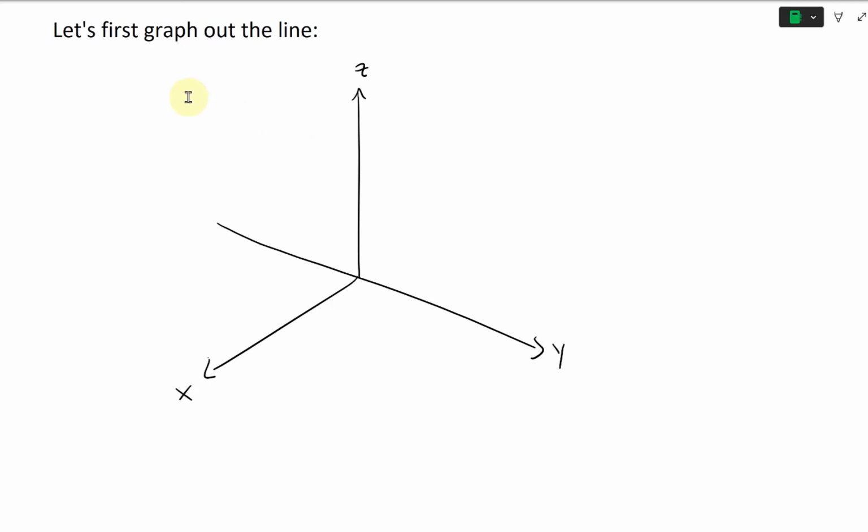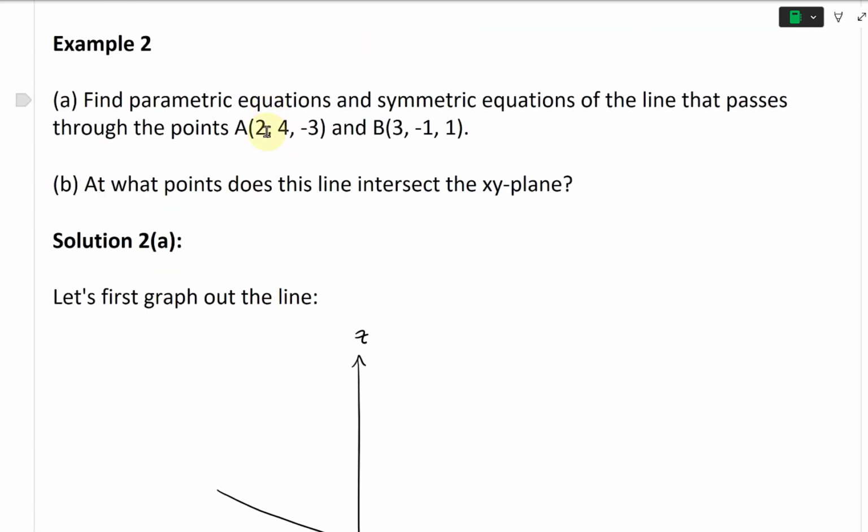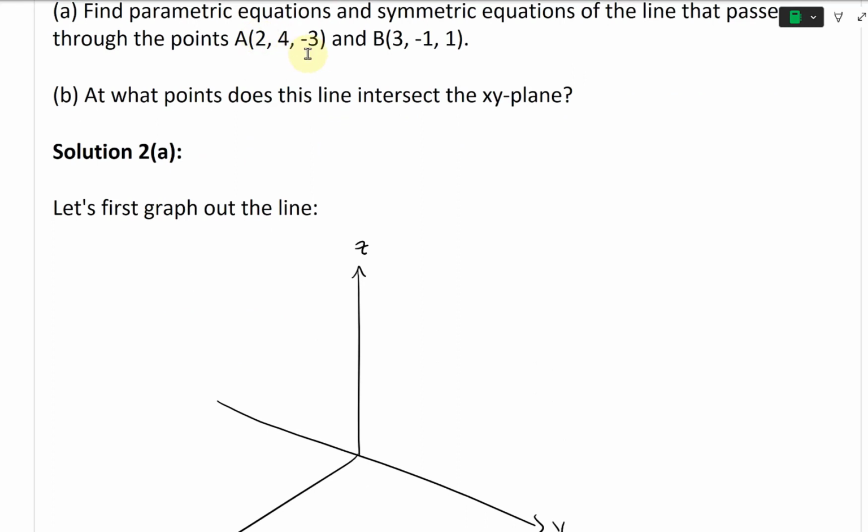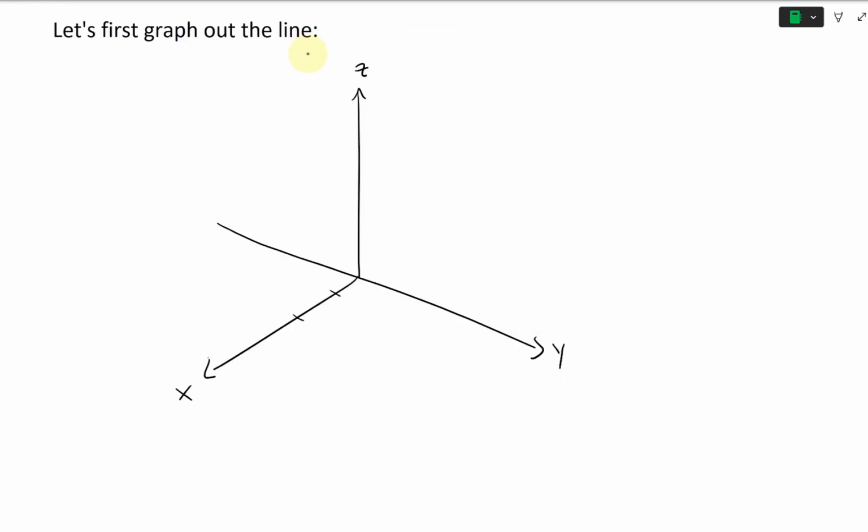And so now let's graph out the point A. The point A goes to 2, 4, negative 3. So it goes 1, 2, and then it goes to 4. 1, 2, 3, 4. And it's going to go on the negative side now. So I'll draw this like that. And it's going to go 1, 2, 3. So it's going to look somewhere like this. If we draw it across there, it's going to be like this. This is going to be our point A.